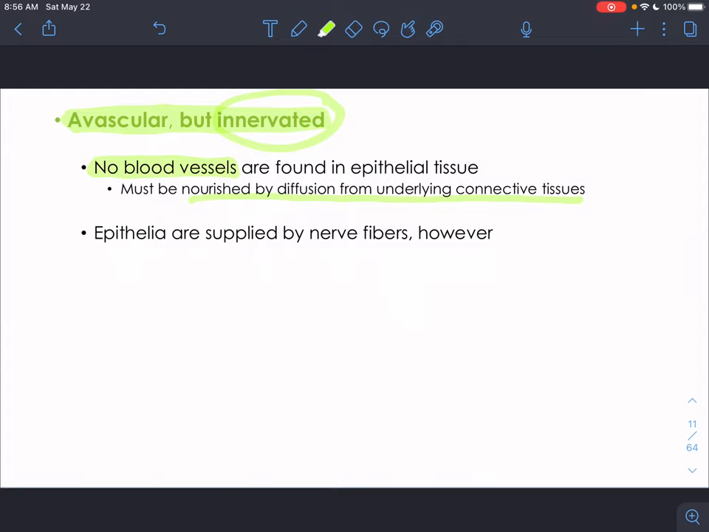So the second part of this, innervated, means that it's supplied by nerve fibers, okay, which should make sense because if you get a little cut on your finger, you can feel it. The fact that you can feel that means there's some nerve innervation, okay? So our nerve fibers have sensory innervation, so we can feel a bunch of different types of sensation. We can feel heat, we can feel touch, we can feel vibrations. All of those are specialized receptors innervated by nerves in our epithelial tissue of our skin. Okay, and we'll talk about those more in detail when we get to the nervous system. Okay, so avascular but innervated.